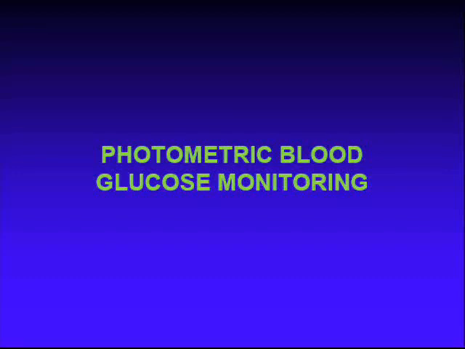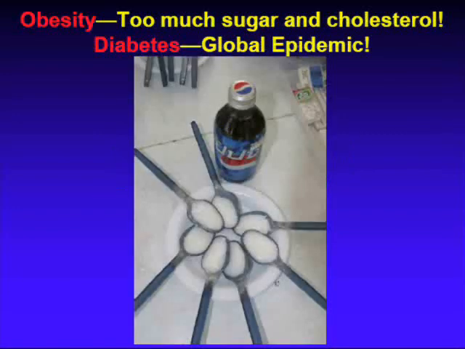This next section now covers photometric blood glucose monitoring. This slide clearly shows how much sugar is present within a single bottle of Pepsi soda. This is one of the potential reasons why there is so much obesity in the United States as well as the world. There's too much sugar and cholesterol. Diabetes is now a global epidemic because of these dietary and nutritional issues.